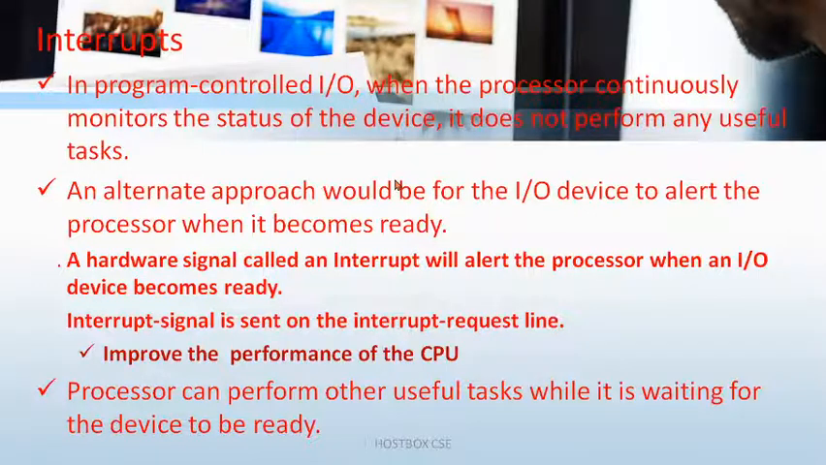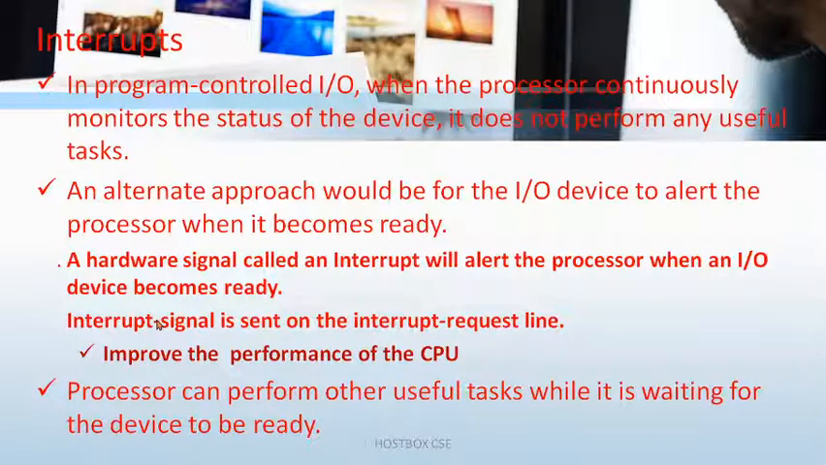In program controlled IO, when the processor continuously monitors the status of the device, it does not perform any useful task. An alternate approach would be for the IO devices to alert the processor when they become ready. So, as a simple definition, a hardware signal called an interrupt will alert the processor when an IO device becomes ready. The interrupt signal is sent on the interrupt request line.